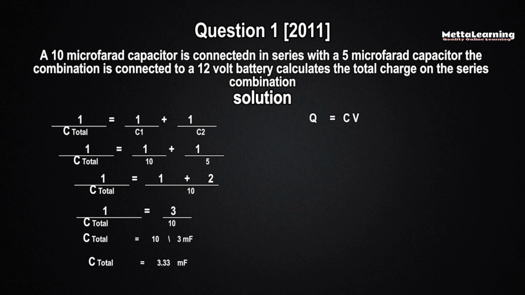So when we plug this into our formula, we have Q equals 3.33 times 10 to the power minus 6 farad times 12 volts. When we multiply this together, we have 40 times 10 to the power minus 6 coulombs, which we can further rewrite as 40 microcoulombs as our final answer.